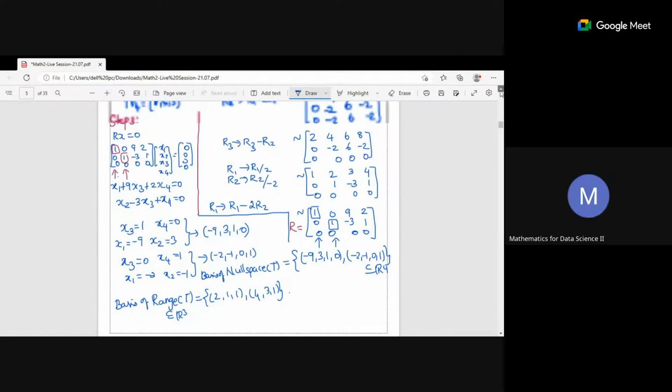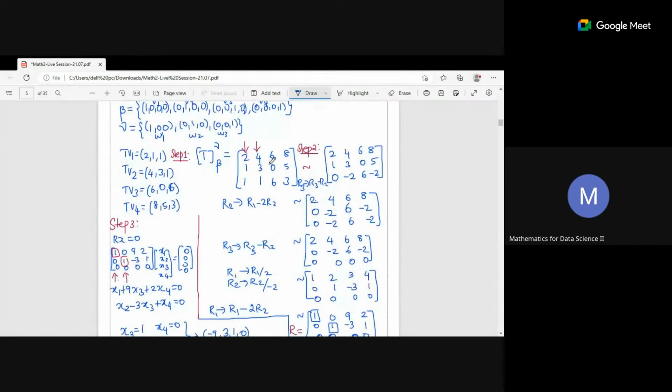Okay. So what is the rank of this matrix? Can you tell?